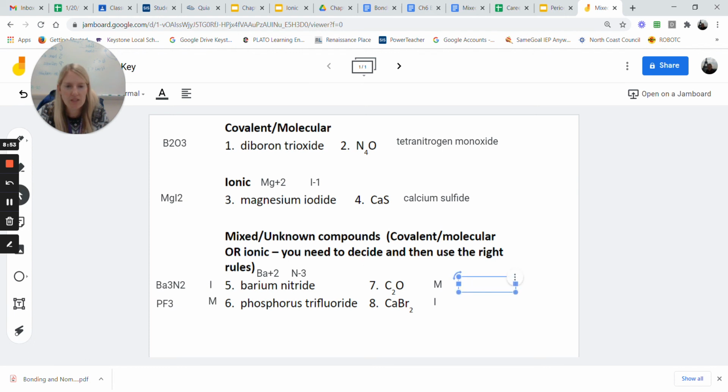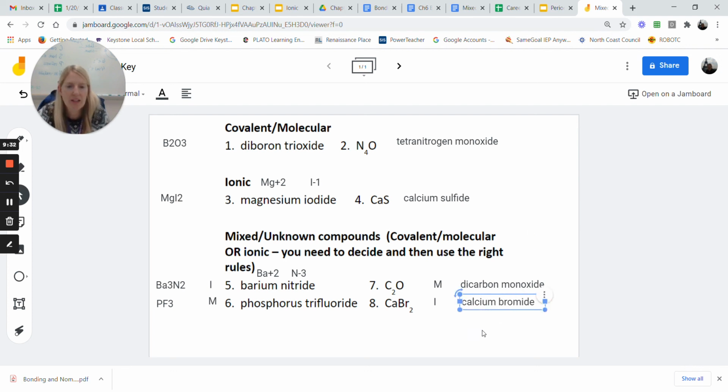Over here, I'm going to write some names out. So since C2O is molecular, that means I do use my prefixes, right? CSPN, the P is prefixes. So I'm going to say dicarbon monoxide. And then since CaBr2 is ionic, since the first element is a metal, and again in ITOM, the O with the slash means no prefixes. So I'm just going to say calcium bromide.